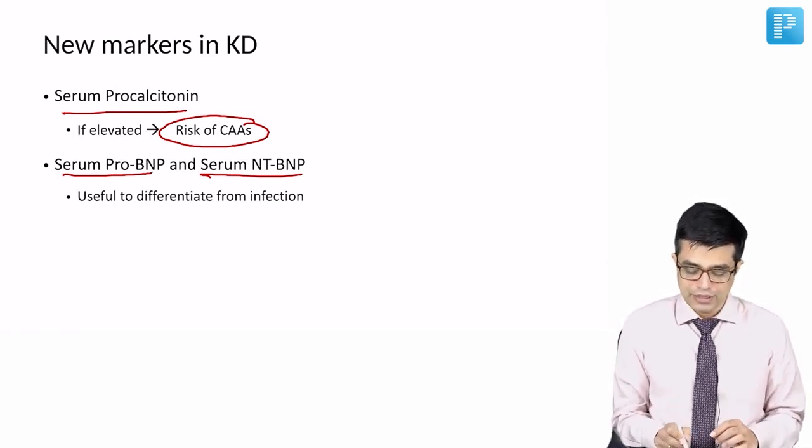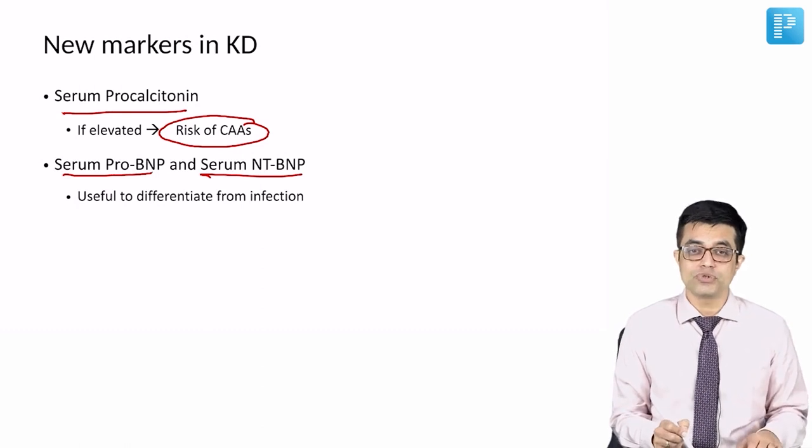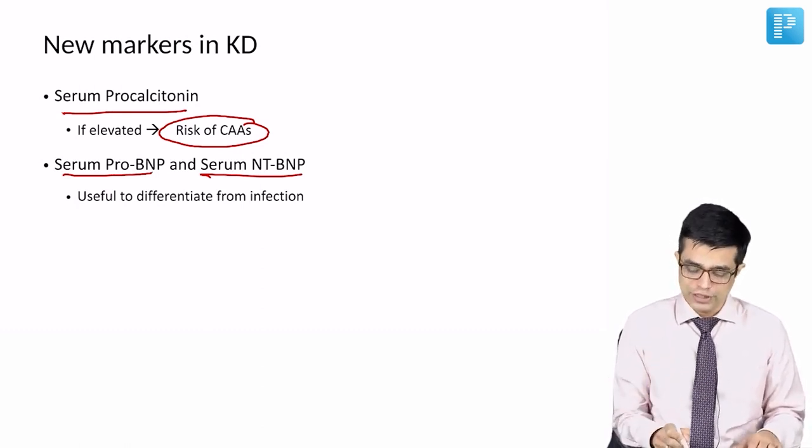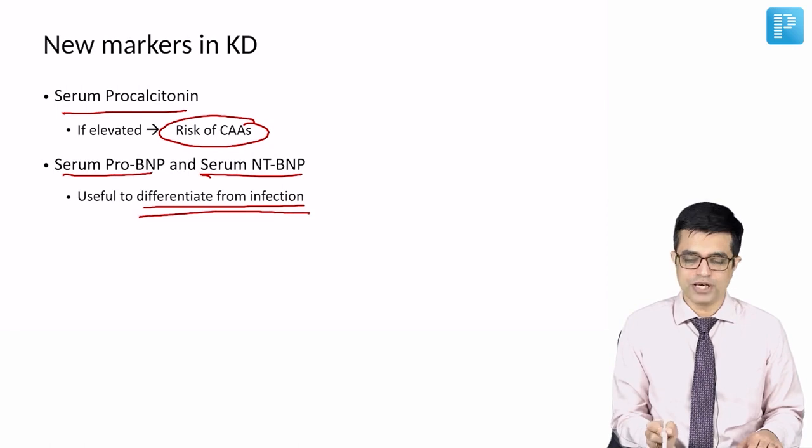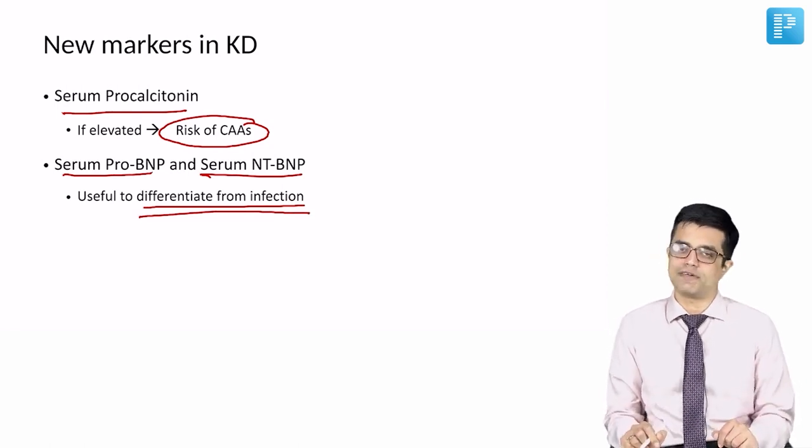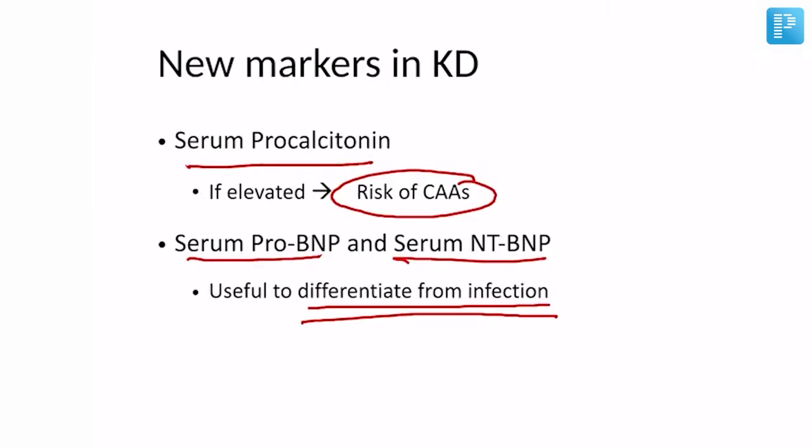ProBNP and N-terminal proBNP, there are multiple uses they have been put to, but the approved use is only to differentiate Kawasaki disease from infection. When you cannot distinguish whether it is infection or Kawasaki disease despite the best of the things, you can employ proBNP and N-terminal proBNP to make that distinction.